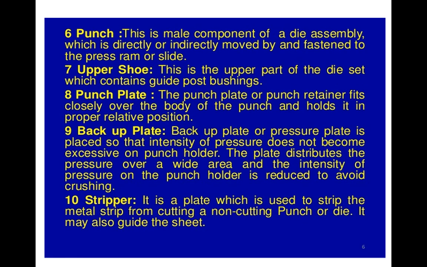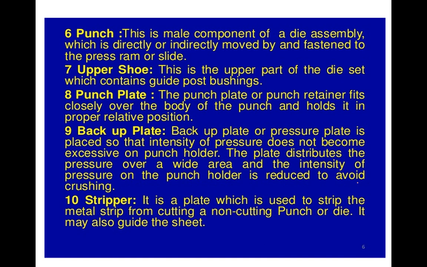Punch. This is the male component of a die assembly which is directly or indirectly moved by and fastened to the press ram or slide. Upper shoe. This is the upper part of the die set which contains the guide post bushings. Punch plate. The punch plate or punch retainer fits closely over the body of the punch and holds it in proper relative position. Backup plate or pressure plate is placed so that the intensity of pressure does not become excessive on the punch holder. The plate distributes the pressure over a wide area, and the intensity of pressure on the punch holder is reduced to avoid crushing.